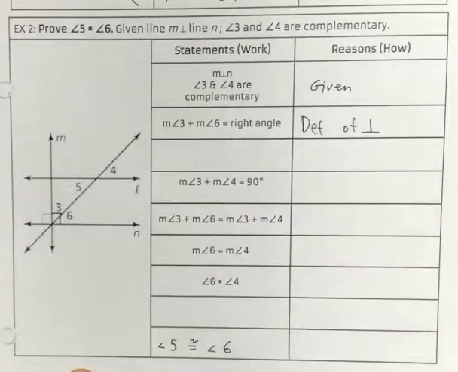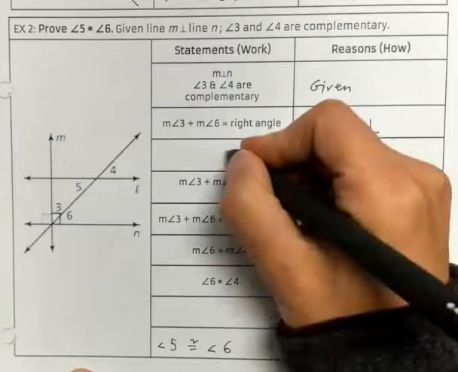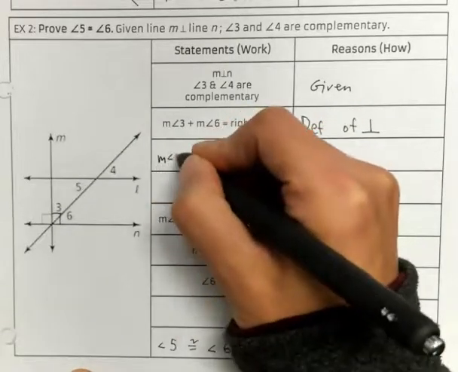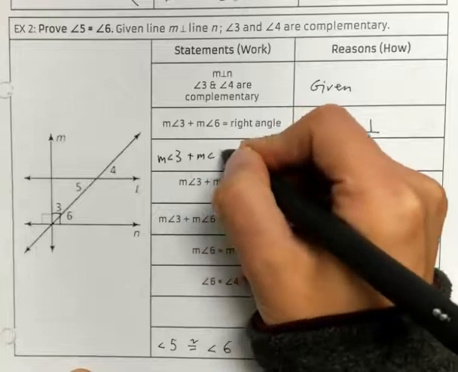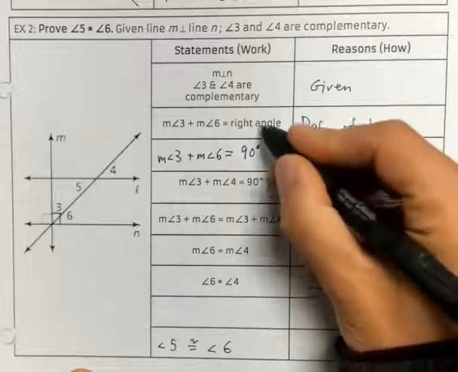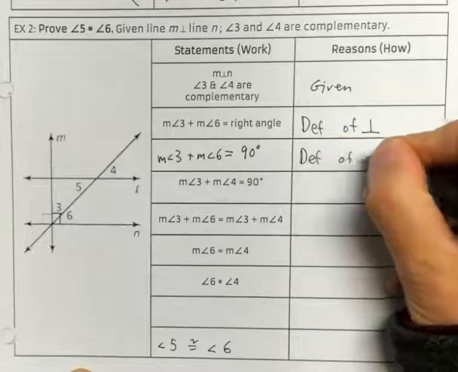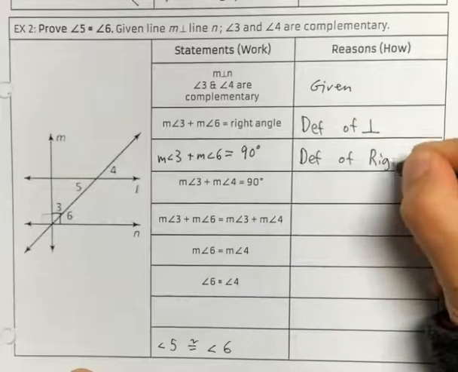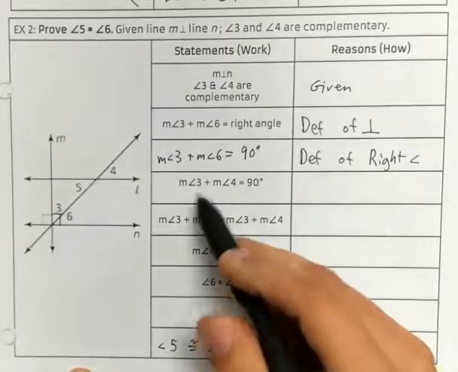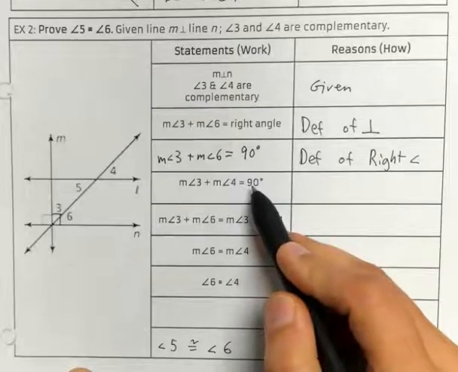And then now I need to go ahead and turn this right angle into an actual number. What number should that be? Well, it should be 90 degrees. So now I have measure of angle 3 plus measure of angle 6 is equal to 90 degrees. Okay, so that is why? Because a right angle is 90 degrees. So that is a definition of right angle that I'm using.